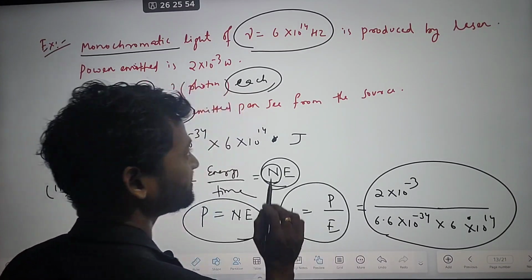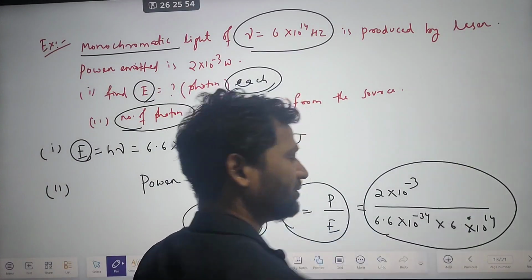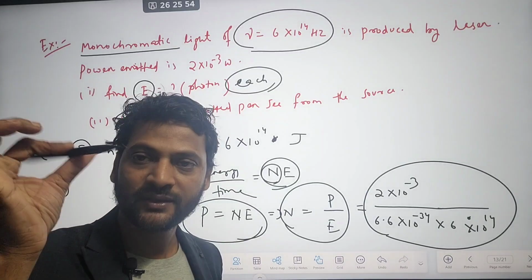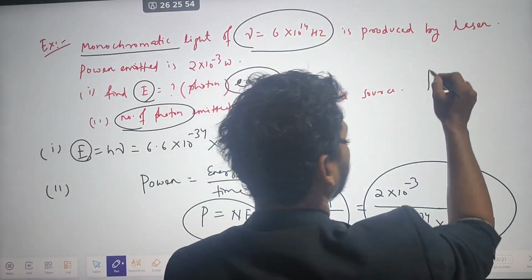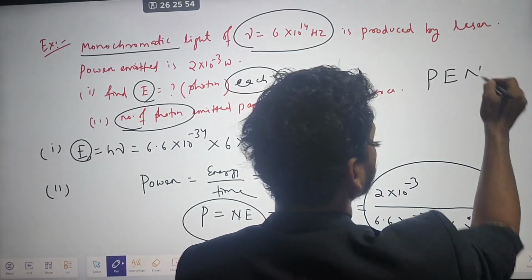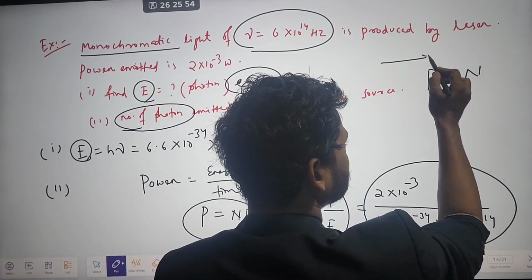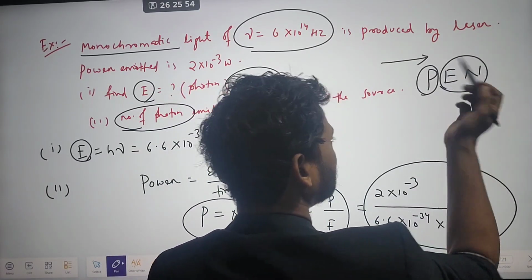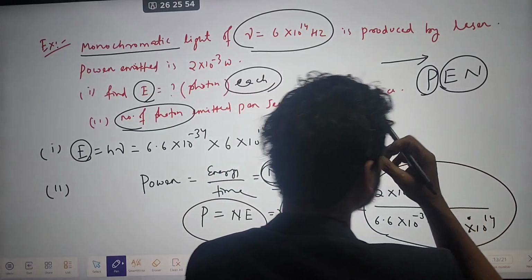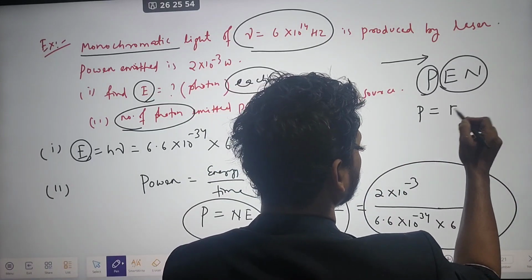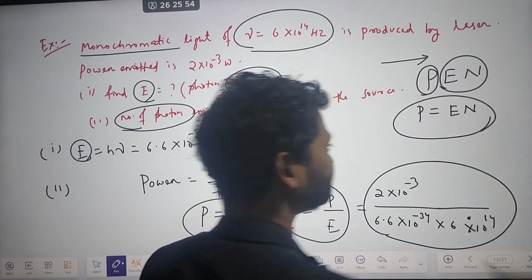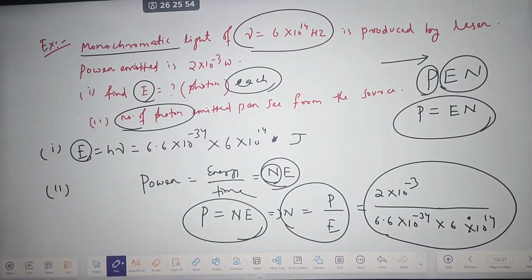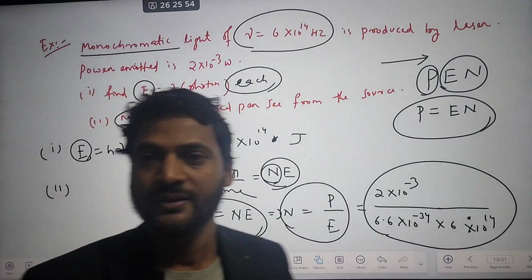So n equals P upon E. How will you remember this? Just remember PEN, P-E-N. You start from the left side: the first letter is equal to the multiplication of the second two letters, like P is equal to E N. Done. Clear?